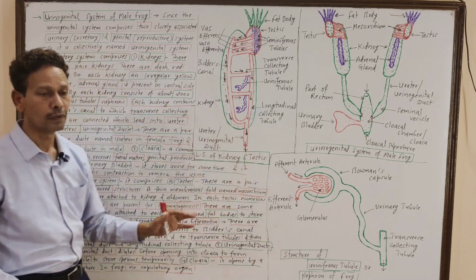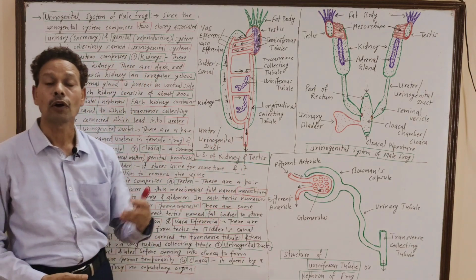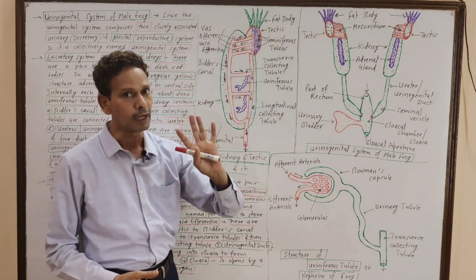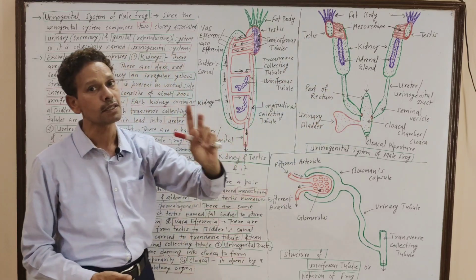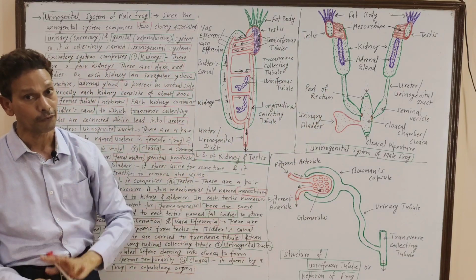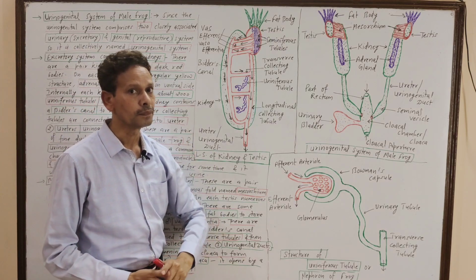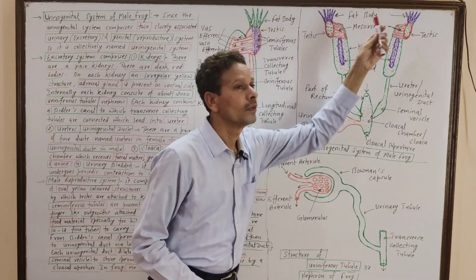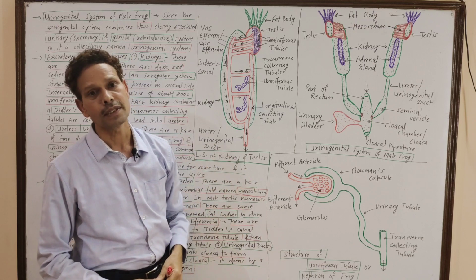In the male reproductive system of the frog, note down, in today's lecture I will cover two important topics. One is the excretory system, second is the male reproductive system of the frog. In the male reproductive system, the following parts are involved: a pair of gonads, male gonads. These are testes.